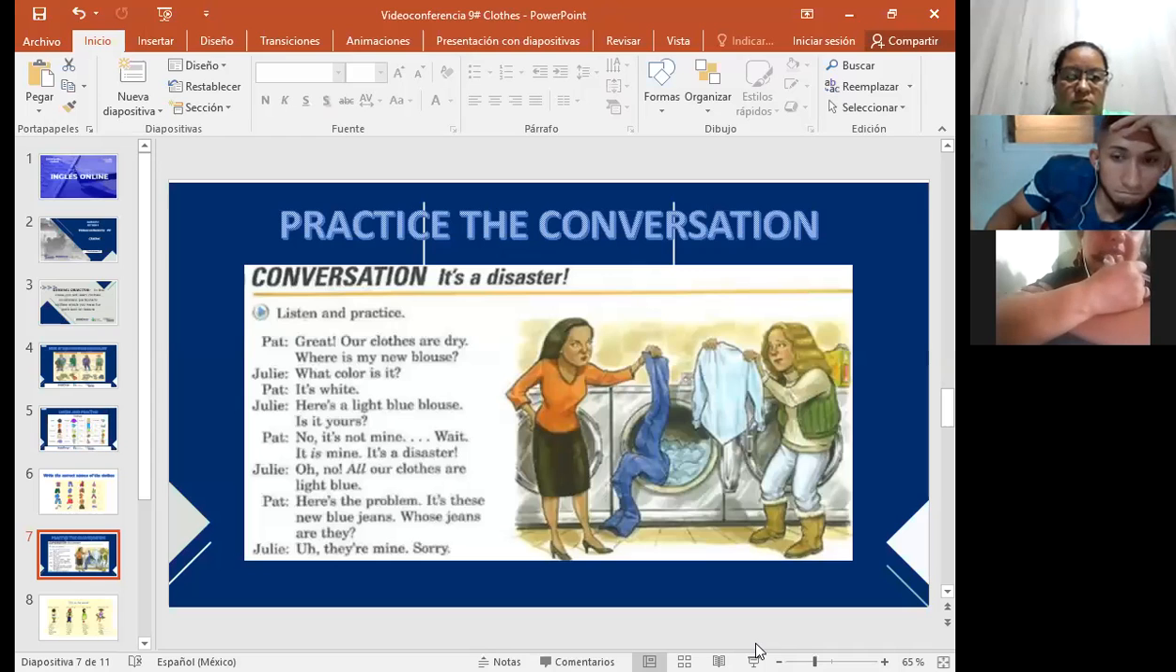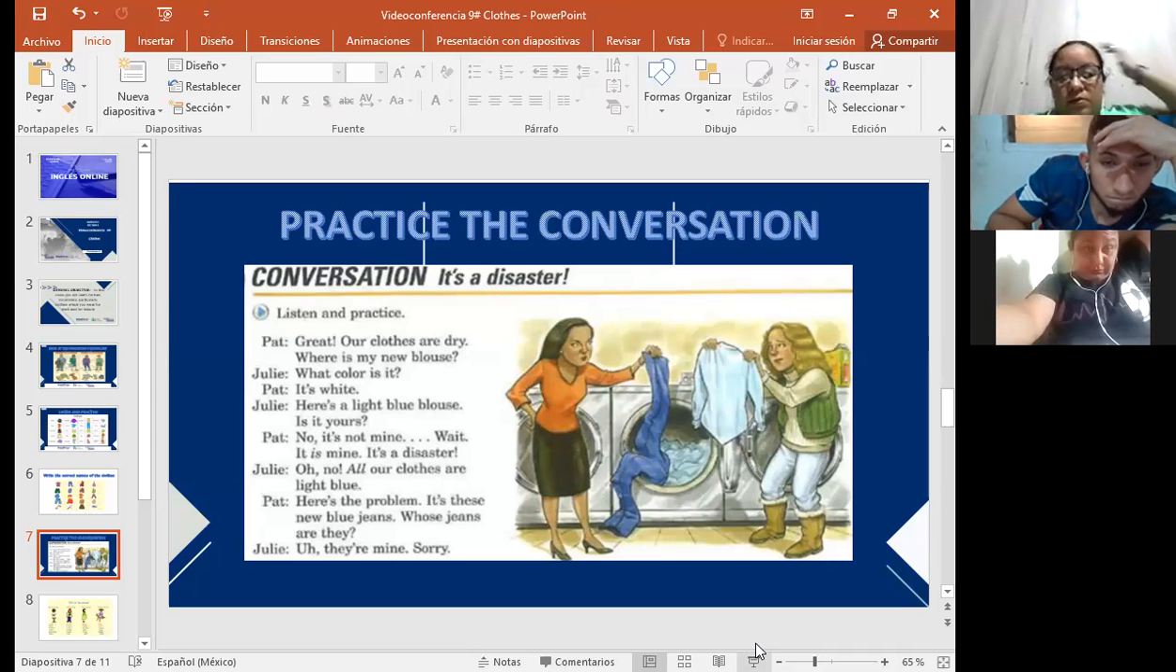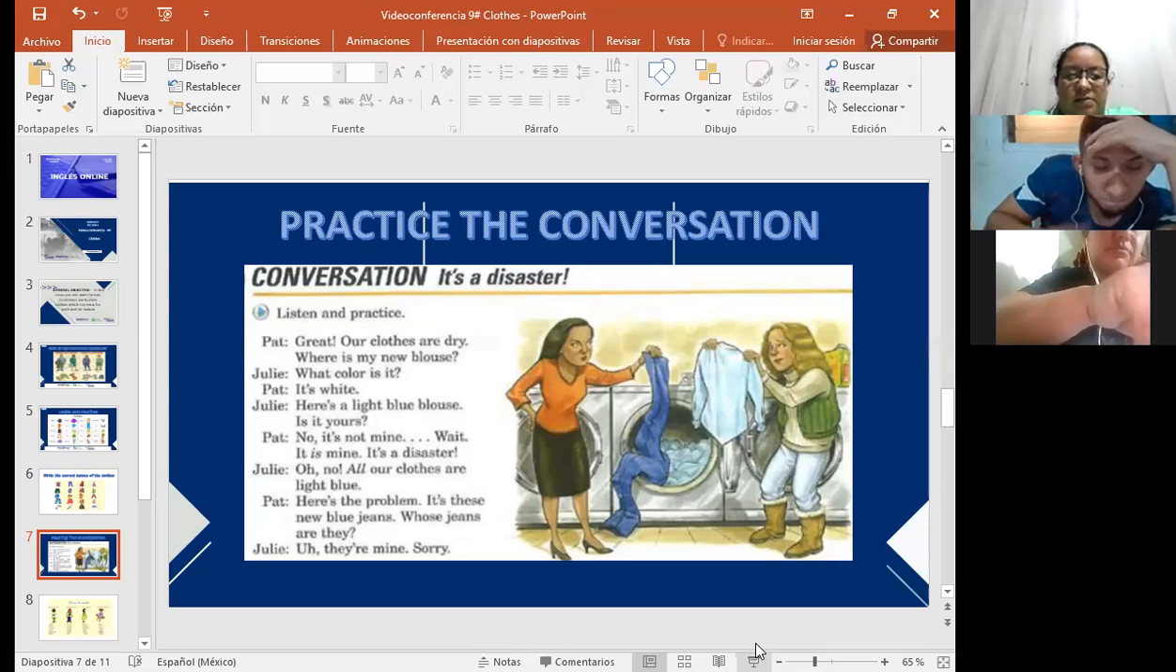Ok, la conversación decía de la siguiente manera. Genial, la palabra great significa genial. Nuestra ropa está seca. ¿Dónde está mi blusa nueva? Le dice Pat. Y le dice Julie, ¿y qué color es? It's white, es blanca. Y luego le dice Julie, here is a light blue blouse. Light blue significa como celeste. ¿Es esta la tuya? Y dice Pat, no, it's not mine. Espera, la palabra wait significa espera. It is mine. Es un desastre. Oh, no. Toda nuestra ropa está en celeste.